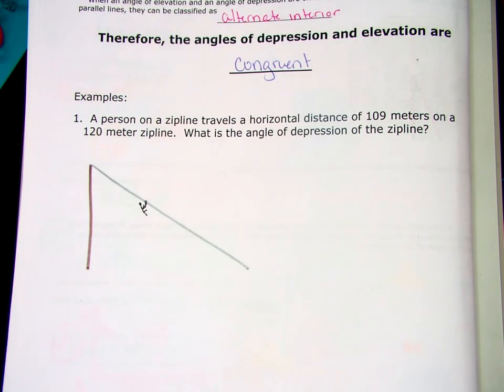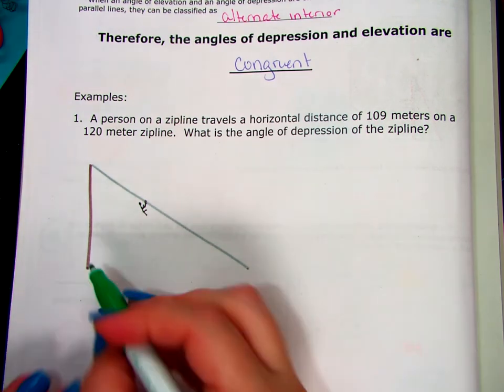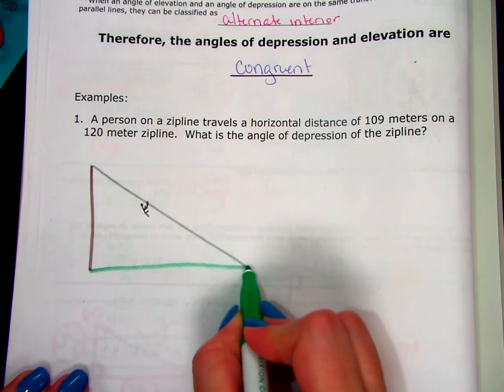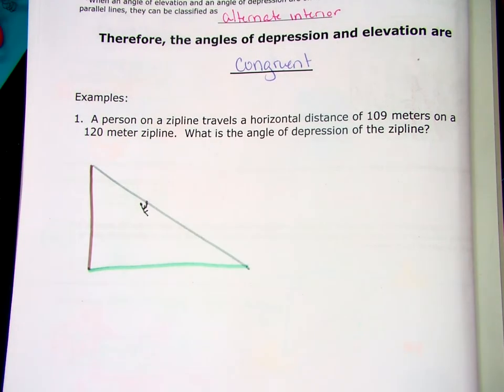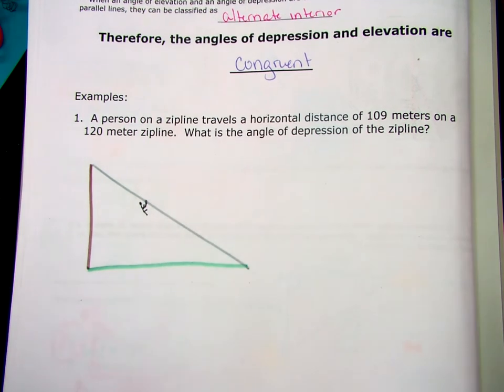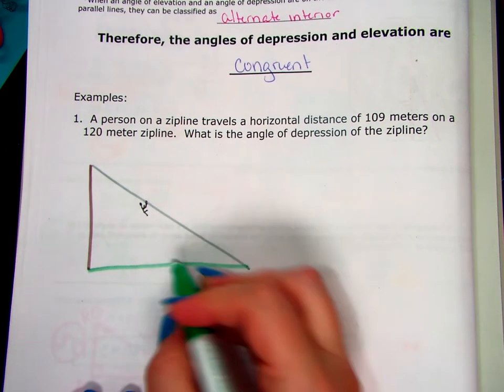That's my little guy in the zip line. Again, never took art. And I'm going to pretend it's in the spring, so the ground is grass, so it's green. Okay. We traveled a horizontal distance of 109 meters. Where does the 109 go? On the bottom, right? That's the horizontal distance.